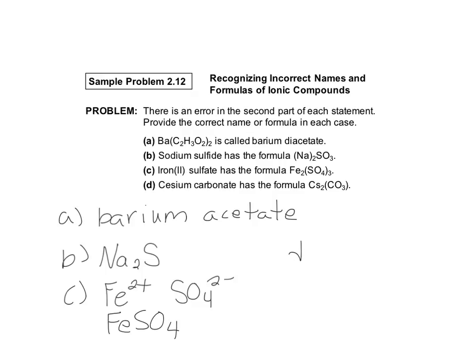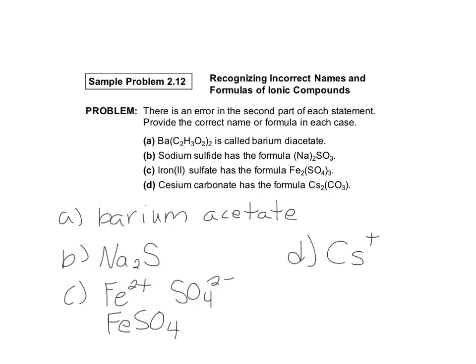All right, the final one here. Cesium carbonate. The name is correct in this one. The formula is incorrect. I'm going to start with cesium, Cs. Cesium has a +1 charge, right? It's number 55, so it's going to have a + charge. Now, let's see the carbonate.